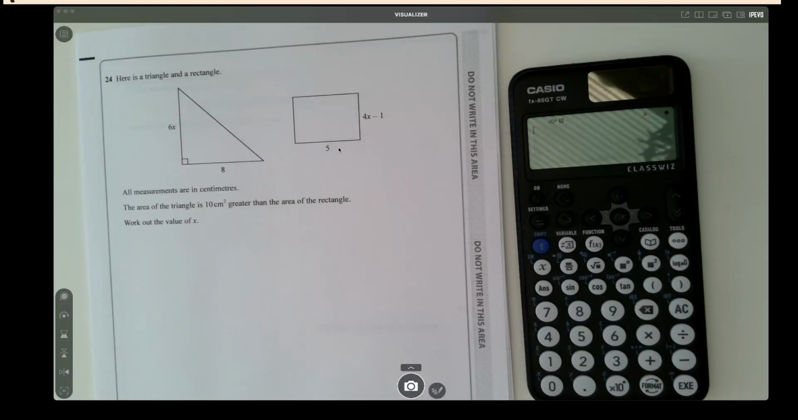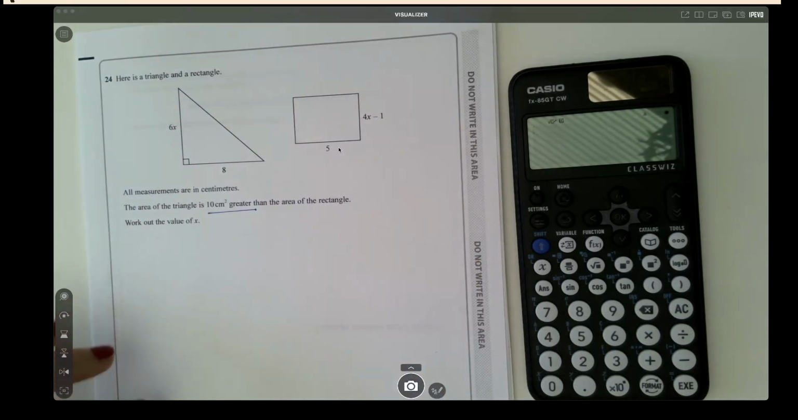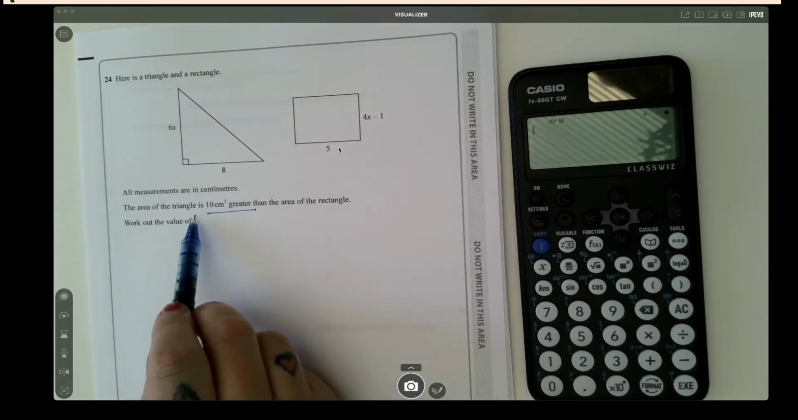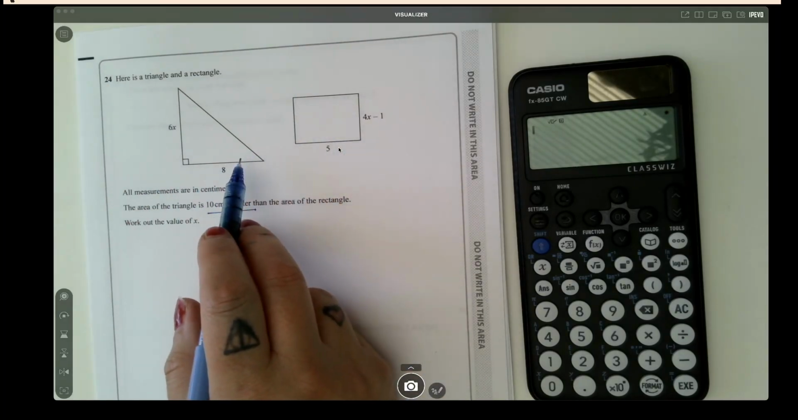Question 24. Here is a triangle and a rectangle. All measurements are in centimetres. The area of the triangle is 10 centimetres greater than the area of the rectangle. Work out the value of x. So let's find out the area of each of these two shapes, but we're going to have to find them in algebraic form.